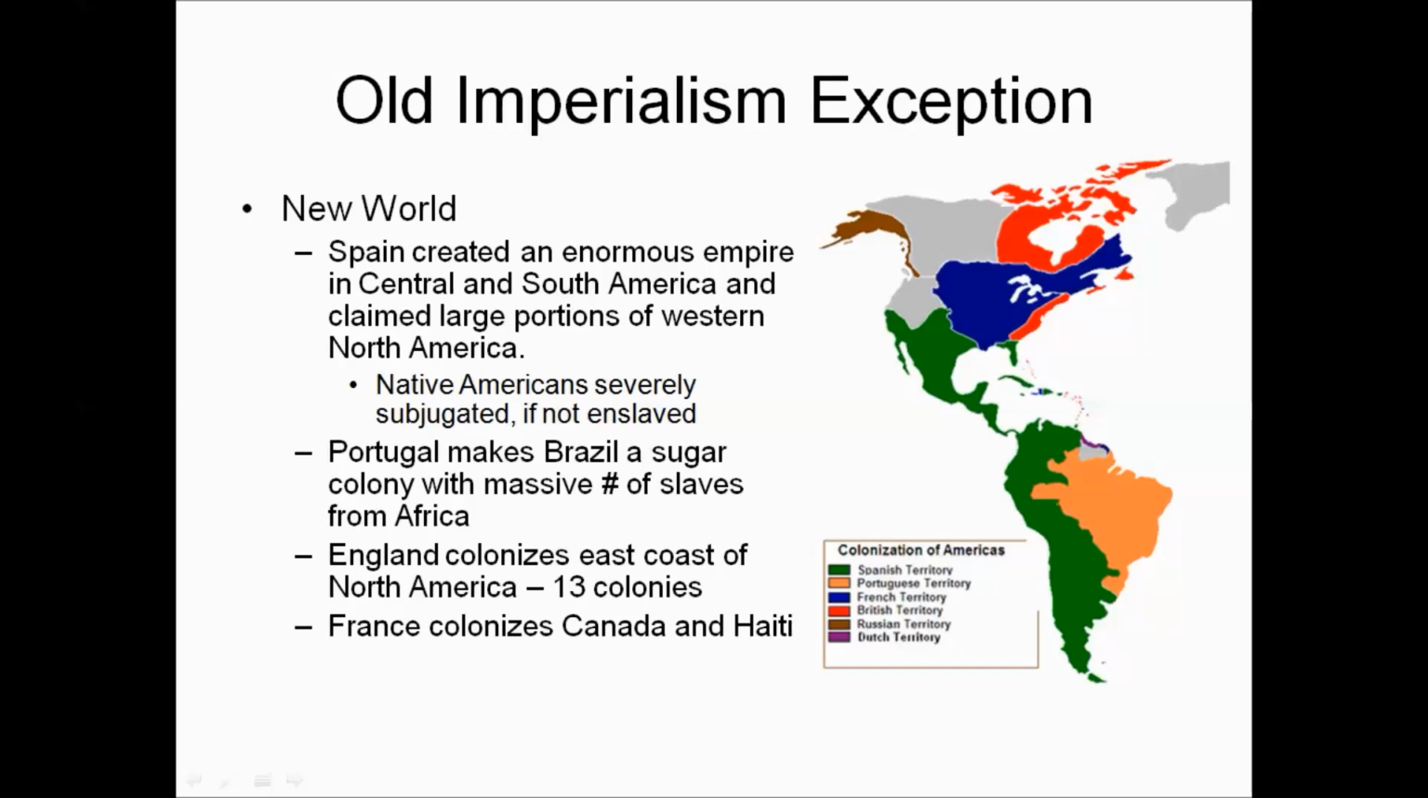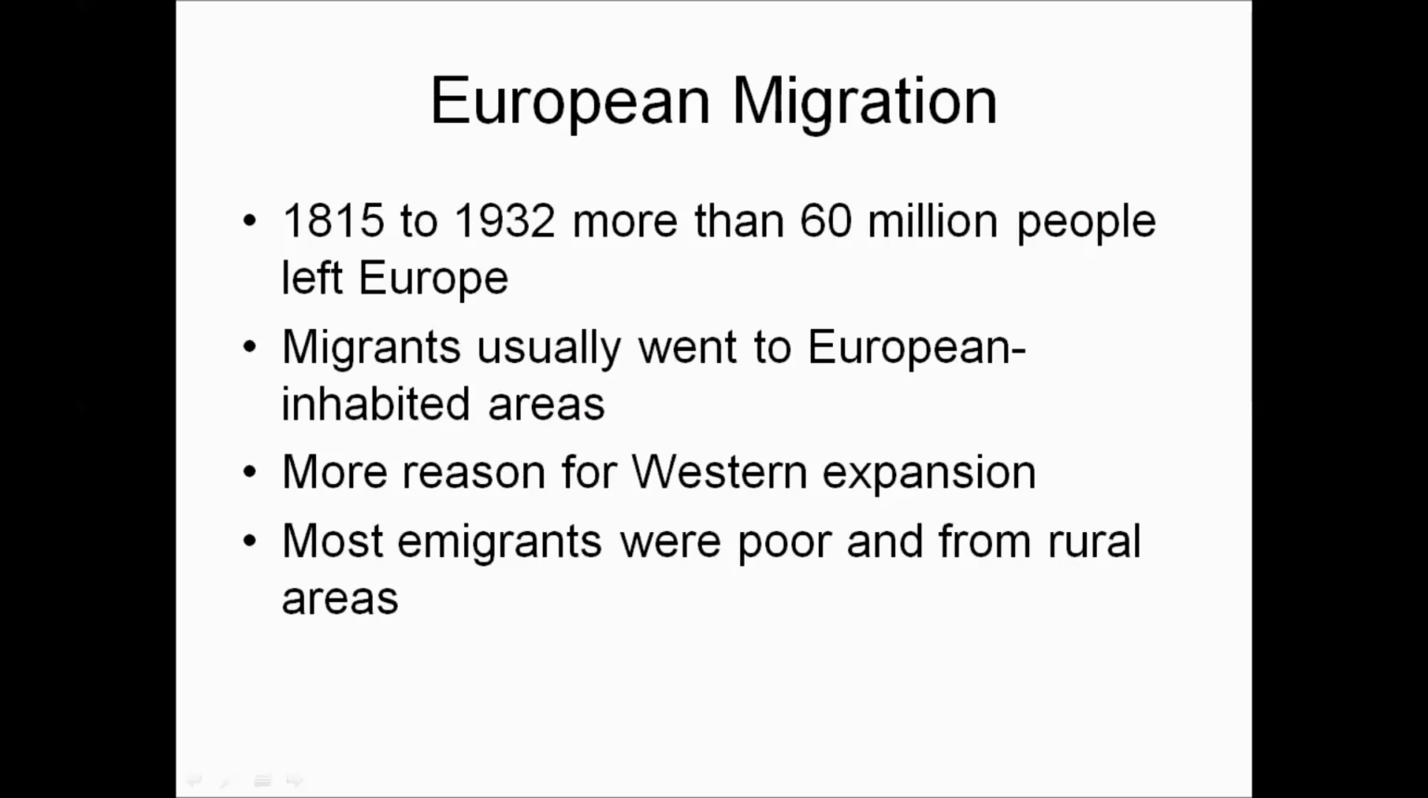European migration is a big reason for this new form of colonialism, or this new form of imperialism, I guess is another term for it. From 1815 to 1932, more than 60 million people are going to leave Europe. This has a lot to do with the economic crises of the time, and a lot to do with the movements towards liberalism. Migrants usually went to European-inhabited areas, areas where Europeans already were.